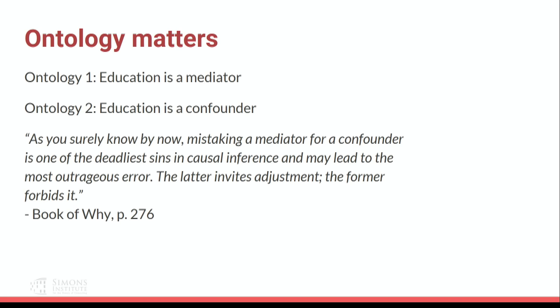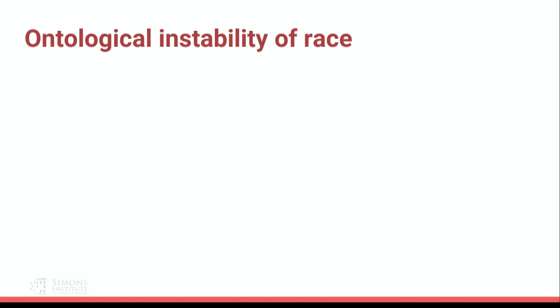Okay, and so this is a practical matter after all. And so why is this so complicated to model the ontology of race and include it in causal models? And I may be out of time, actually, but great. I have just one slide left, basically.